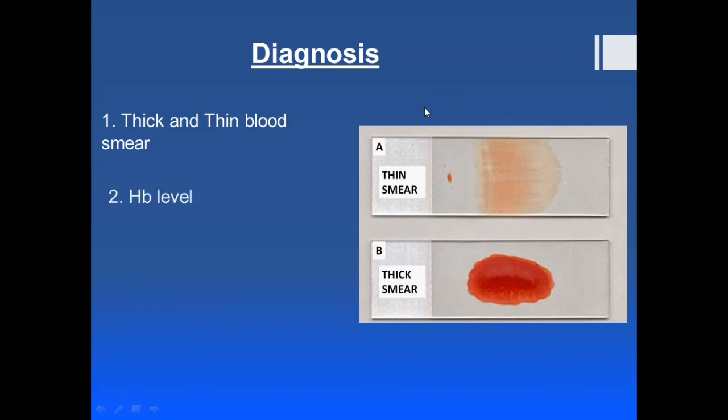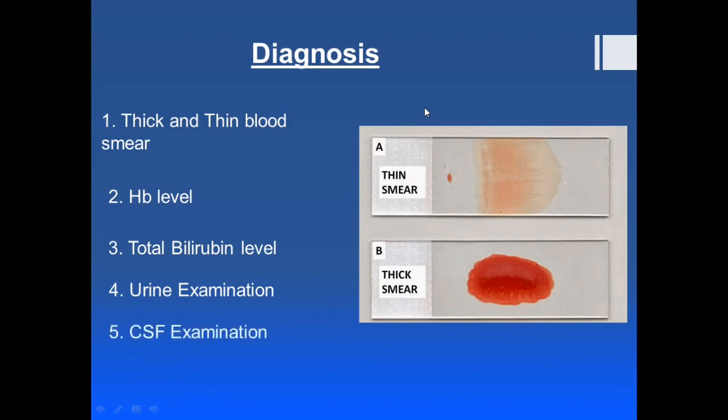The next thing is hemoglobin level. As you see that the rupture of the RBCs takes place, so this will be low. And the next thing is the total bilirubin level. Since it is a breakdown product of the RBC, as a result it will be increased due to the increased lysis of the erythrocytes. And the next thing is you can do the urine examination. So proteinuria and oliguria will be seen in the urine.